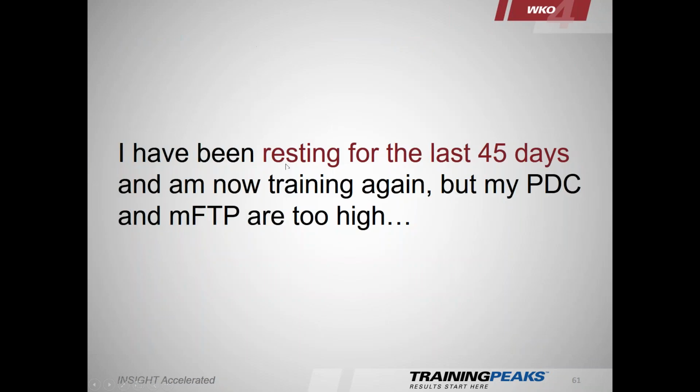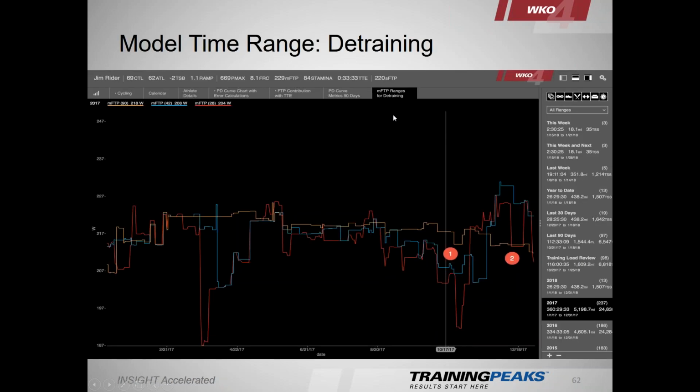But what I do in the detraining phase after resting is I always make sure I have detraining charts. I call them detraining, and I shared this in the chart library. You can find it by this name, MFTP ranges for detraining. All I'm doing is running a model based off 90 days, or MFTP in this case, based off 90, 42, and 28 days. So you can see the 90 model.